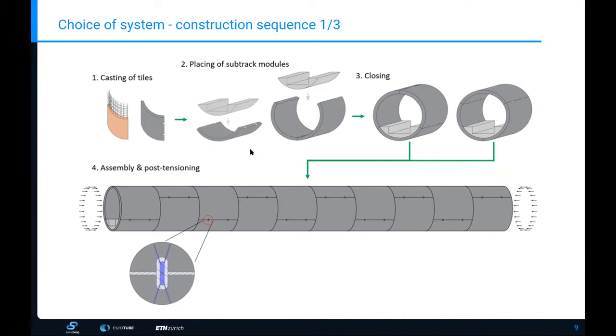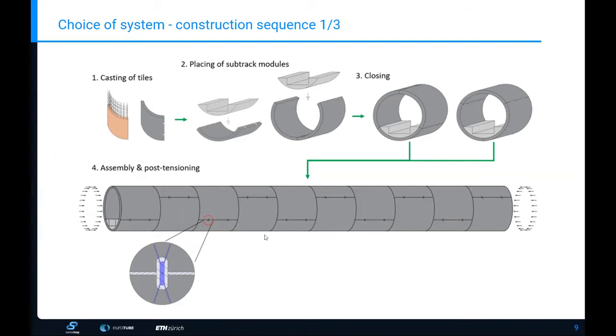Why do we separate into these 2 module constructions? It's just because we want to avoid cross joints. So when you see these longitudinal joints here, the goal is to avoid that the next module also has the longitudinal joint at the same height, because cross joints are known in the construction industry to be weak spots.